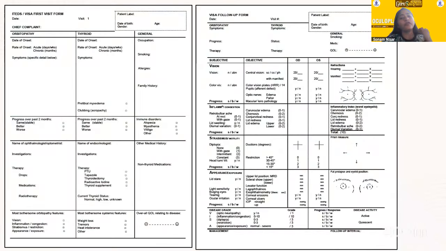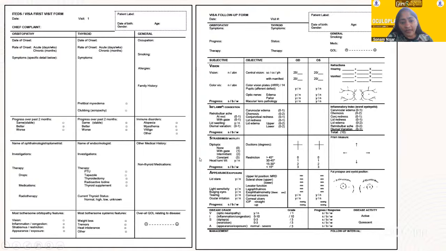One of the beautiful ways to document or learn how to assess a case of thyroid eye disease, or even any proptosis, according to me, is this VISA form. As you see, the VISA form has all the details that would be required for assessing and managing your thyroid eye disease. So here it takes care of all your symptoms, your history, everything.